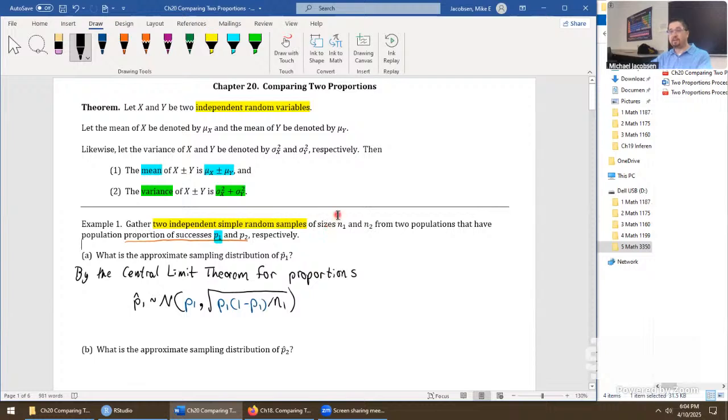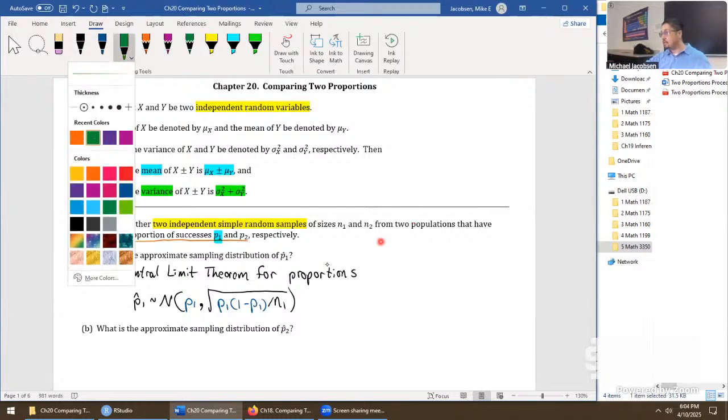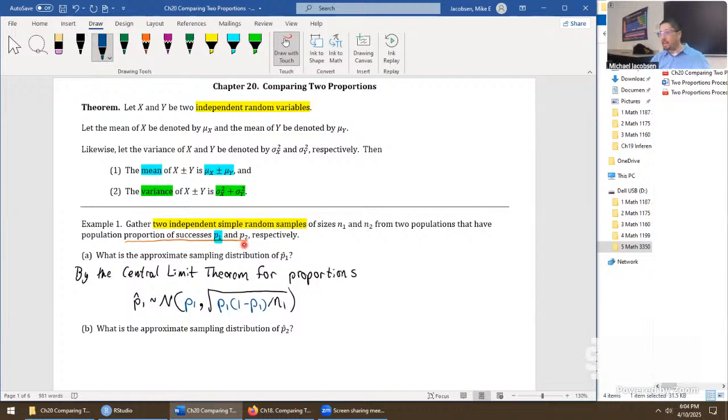N1 is the sample size from the first population. P1 is the parameter, the true population proportion of successes from the first population. And p hat 1 is just the sample's proportion of successes. So once we do that, we have to do it again, but the only change here is now we're talking about the second sample size, the sample from the second population. So we're referring to P2 here. That parameter P2 is estimated by p hat 2. Let me keep the color coding the same though. Same central limit theorem says this one is also distributed normally.